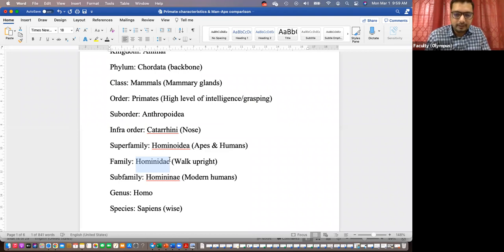So we walk upright. And our subfamily is Homininae, where modern humans are put into. Okay, we are hominids. Hominization process. We are becoming humans. Our genus is Homo, and we are species Sapiens because we are wise humans. And sometimes we are referred to as Homo sapiens sapiens because we know we are wise.